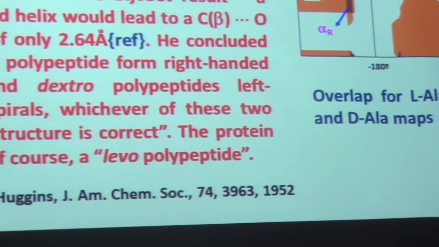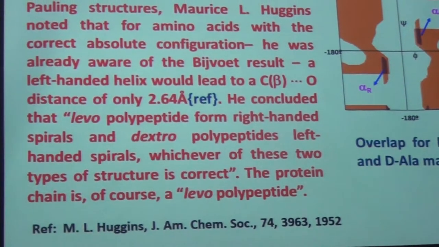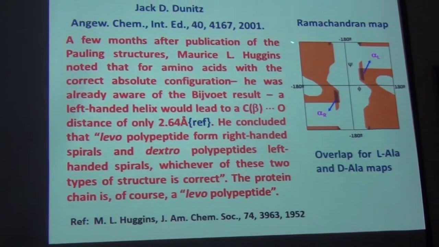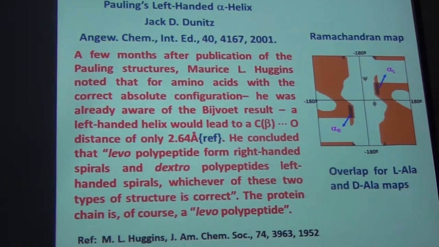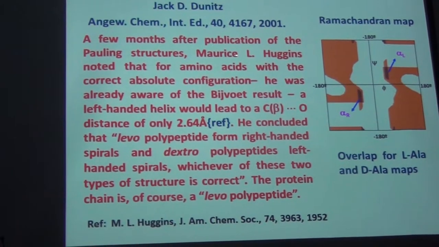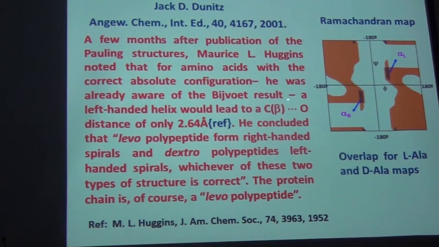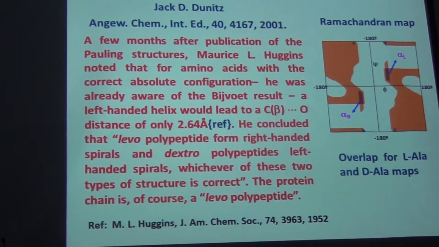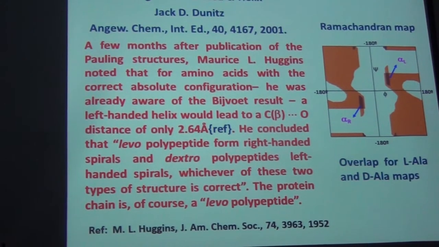The question that was asked many years later was this: Linus Pauling gave a lecture in New York, and there was this guy who stood up at the back of the audience and began to argue with him. That was Maurice Huggins, who never really got along with Pauling because he never got any credit for the work that he did. Huggins noted that for amino acids with the correct absolute configuration, all the Pauling structures would lead to a short contact and therefore they would be disallowed.